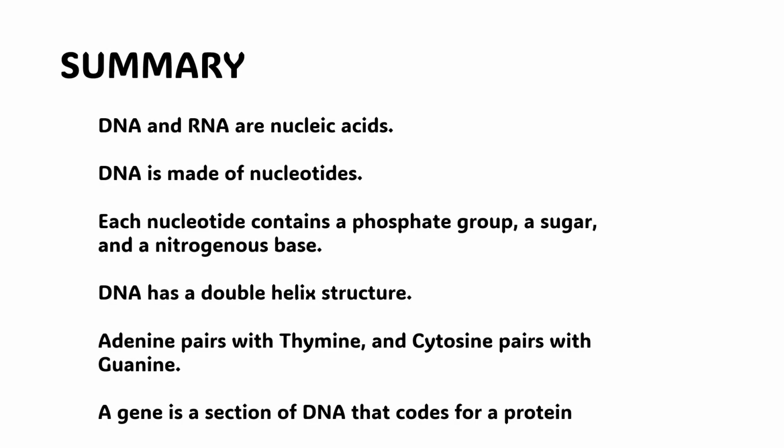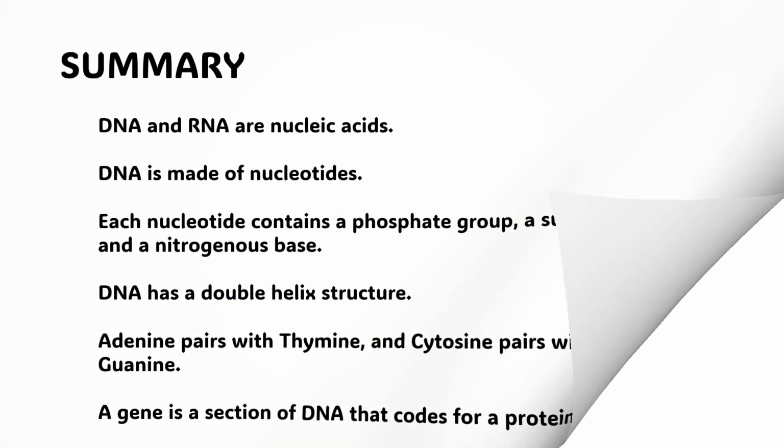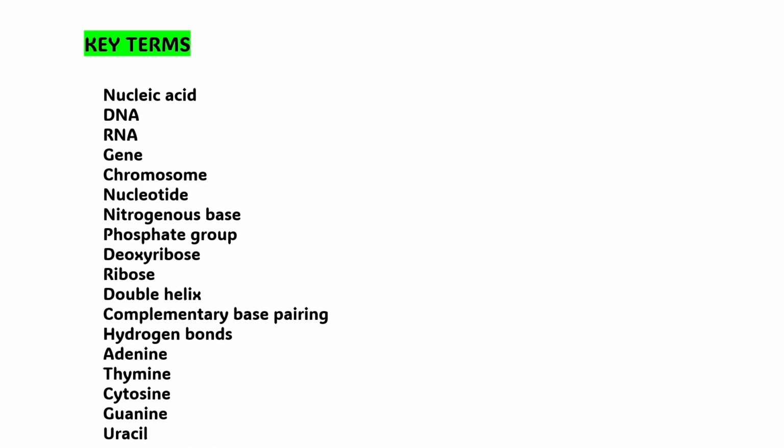Summary. Today we learned all these. DNA and RNA are nucleic acids. DNA is made up of nucleotides. DNA has a double helix structure. Adenine pairs with thymine and cytosine with guanine. The following are the key terms that you will need for life sciences. Read, understand, and learn those.